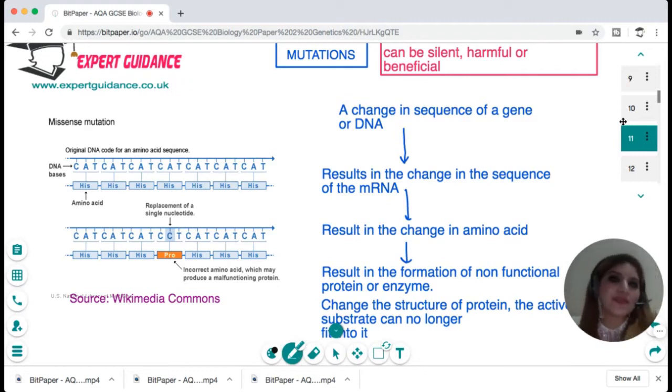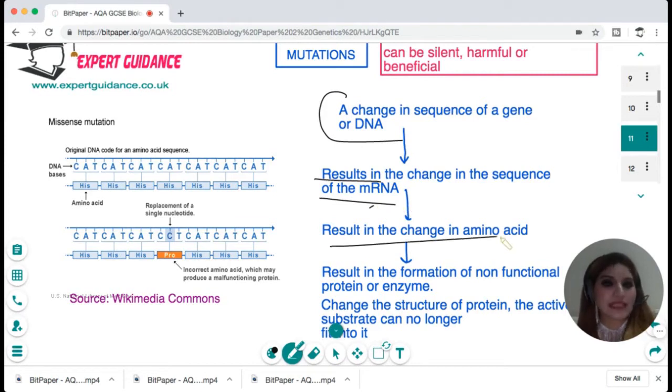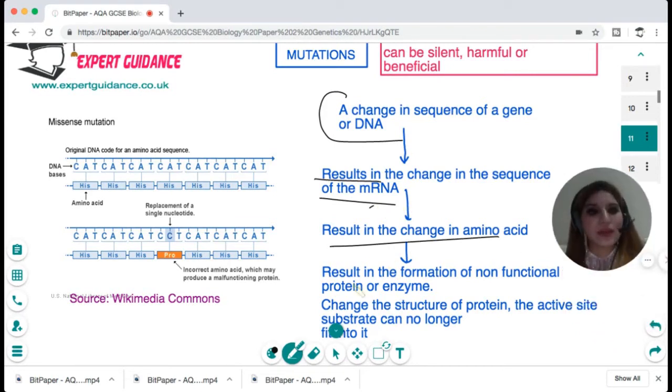So what happens if there's a change in the sequence of a DNA? If there's a change in the sequence of DNA, it results in a change in the sequence of mRNA. If the mRNA is changed, the amino acid gets changed. And when the amino acid gets changed, it results in the formation of a non-functional protein or enzyme, and that protein will have a different structure, and the active site will be different, so the substrate can no longer fit to it and it can be non-functional. This is what is mutation.